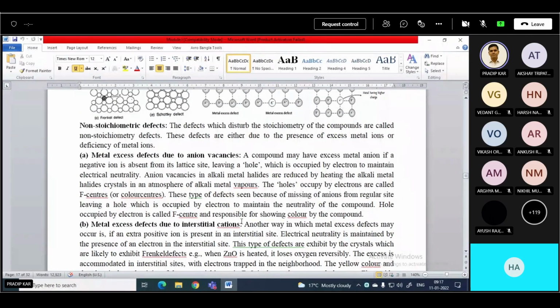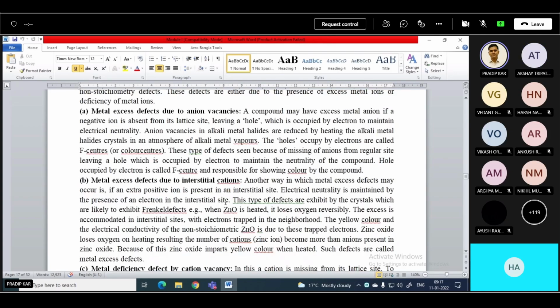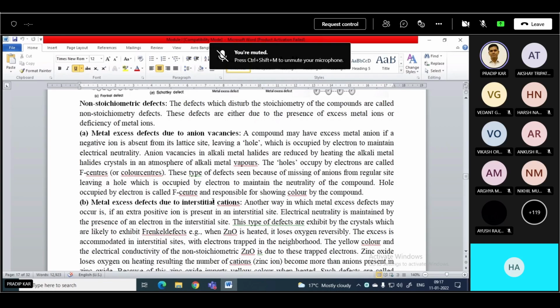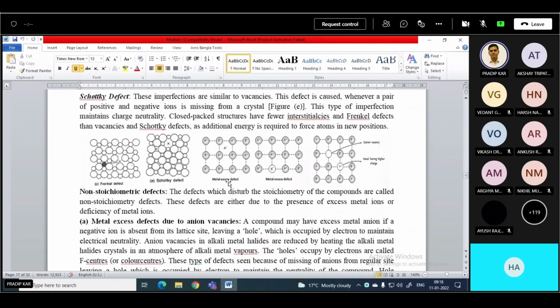You have to keep in mind, as I have already mentioned, that extra charge is not present on the crystal lattice, meaning neutrality is maintained. So to discuss the metal excess defects, you can see this figure. This is the metal excess defect due to the interstitial cation.